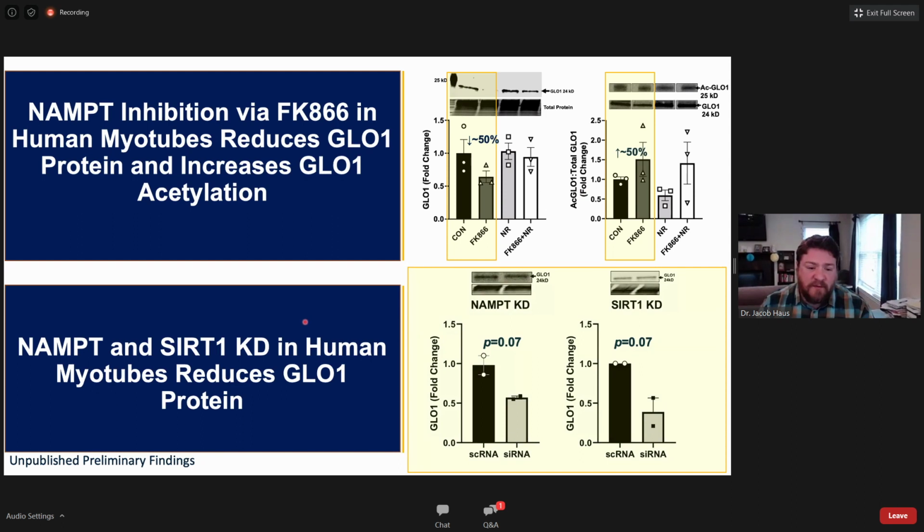Now, we took this a step further and did some knockdown studies in our human myotubes, and we found that when we knock down NAMT, we see an effect on GLO1 protein. And similarly, if we knock down SIRT1, we also see an effect in reducing GLO1 protein. So we think that we have a story here that supports NAD bioavailability, perturbation of sirtuins, possibly through NAMT, that regulates GLO1 through its acetylation.